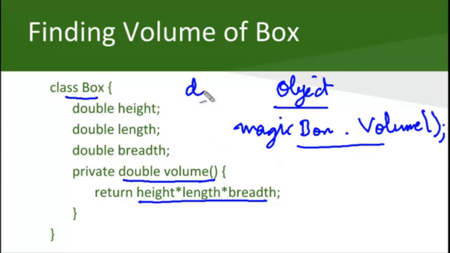So when we say double v = magicBox.volume(), it will return the volume of the magicBox when the height, length and breadth of the magicBox are specified. This is the behavior or interaction of the class, and this is a method, and these are the states. Now notice that a method does not need a dot operator to access the fields of a class, because it is within the class.